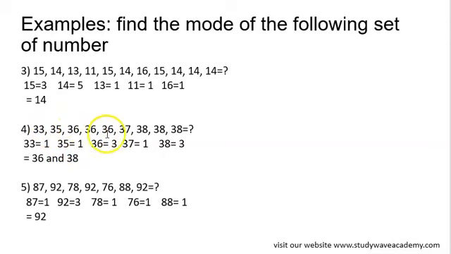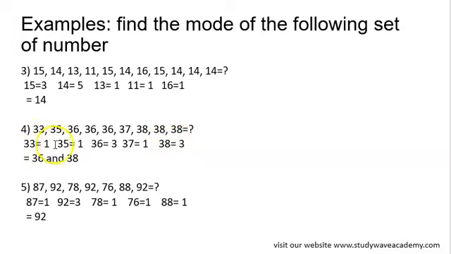You write out 36 and count how many 36 you have. When you count, we have how many? 3. We do the same. The next number, 37. How many 37 do we have? 1. We move to the next number, 38. How many 38s do we have? 3.